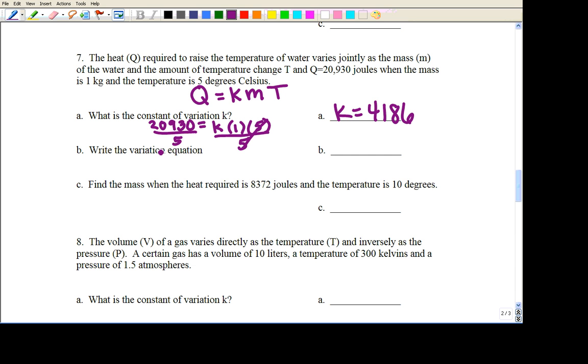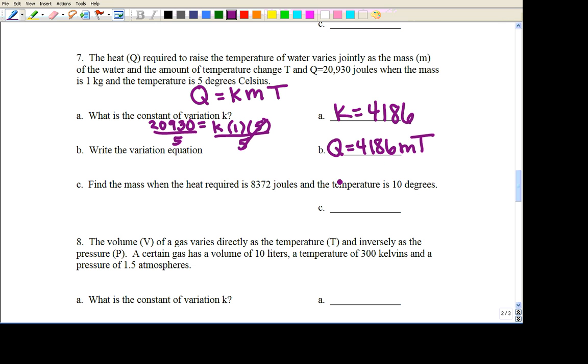So then whenever we want to write the variation equation, we take that K value, plug it back into that plain one we started with, and so we'll get Q equals, now we know that K is 4,186, and then we have M times T. And then finally, we have find the mass when the heat required is 8,372 joules and the temperature is 10 degrees.